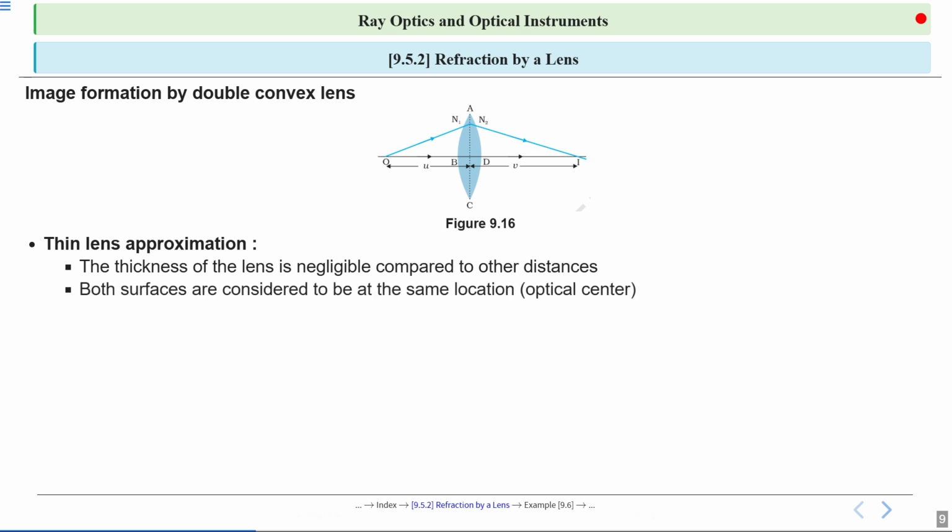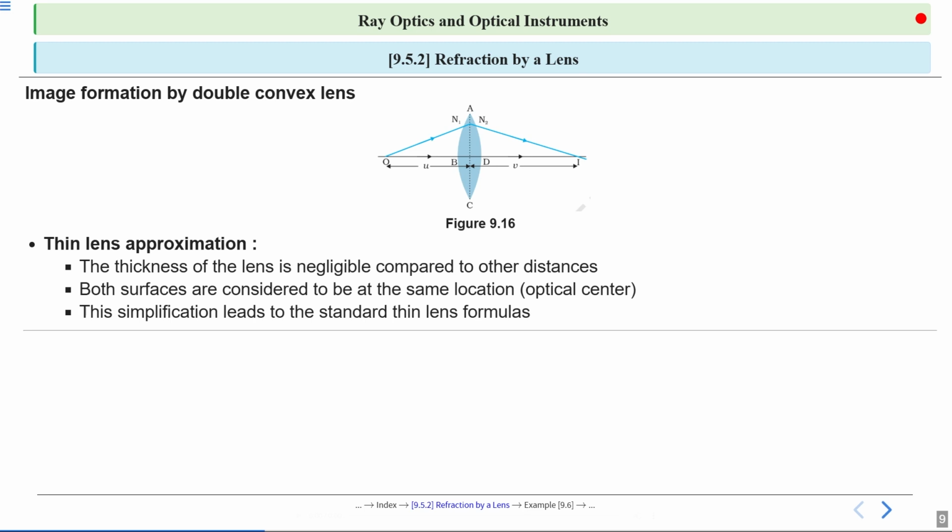Both surfaces, ADC and ABC, are considered to be at the same location. That means B and D are considered to be at the same location, at the optical center. What is the optical center? The center of the lens, that is, the intersection of the bisector of the lens and the principal axis. This simplification leads to the standard thin lens formula. That approximation we are taking to derive the thin lens formula, and it is also used in the lens maker's formula.